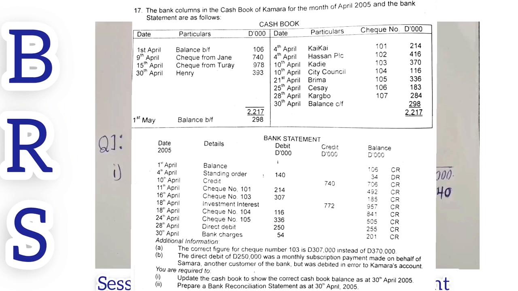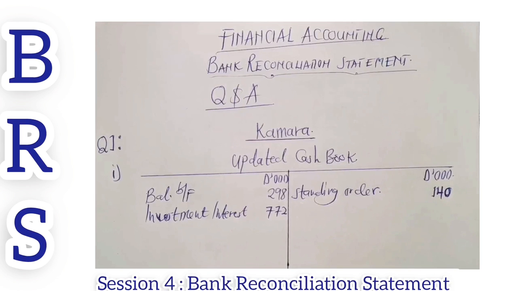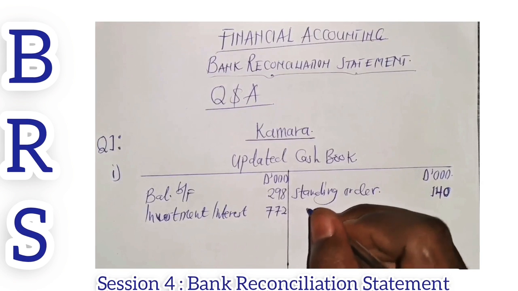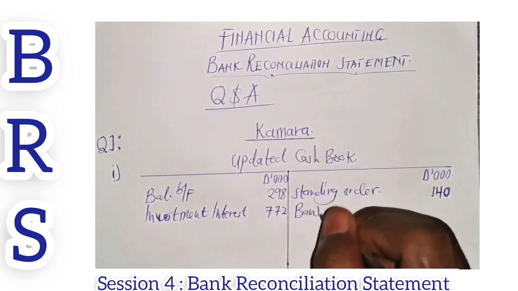All right. Then we also have bank charges, which are at the debit side of the bank statement but cannot be found at the credit side of the cash book. So here it was an interest that they charged to the customer, so it should reduce the customer's credit balance. But the customer, as at the time the statement was received, wasn't aware of these bank charges, so you need to update it by recording it at the credit side. So bank charges.